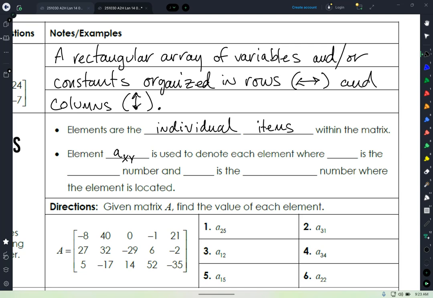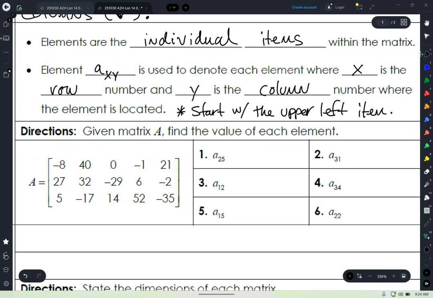And this A sub X Y is how I'm going to indicate which piece of data I'm talking about in the matrix. Okay? And so the way this works is I'm going to denote X as the row number and Y as the column number where the element is located. And let's just put a little special note here. We're always going to start with the upper left item. So when you look at a matrix, you're always going to start with the upper left item.